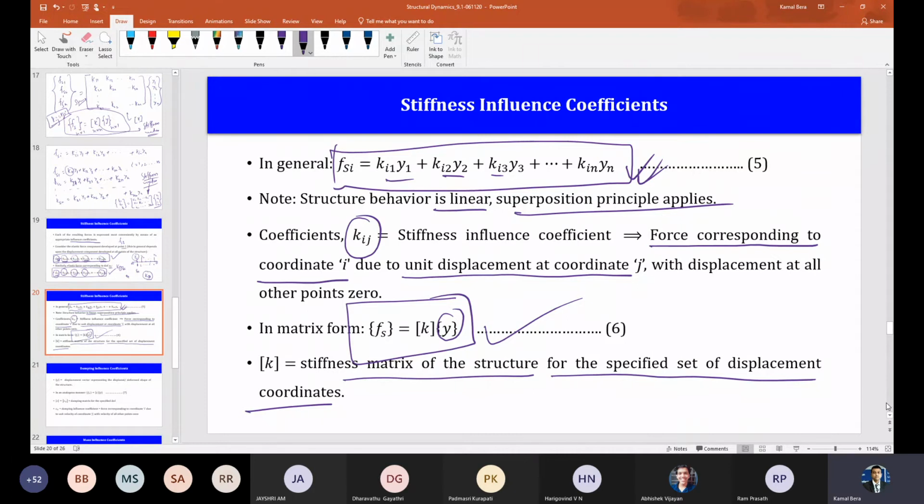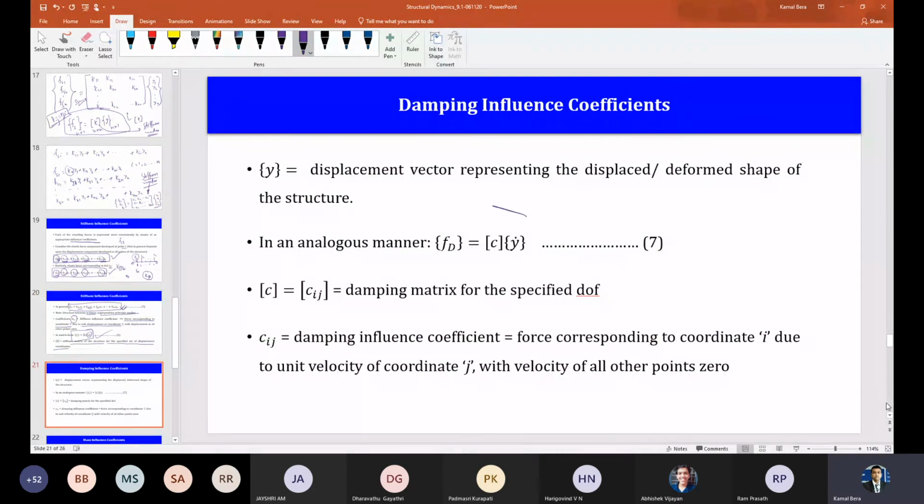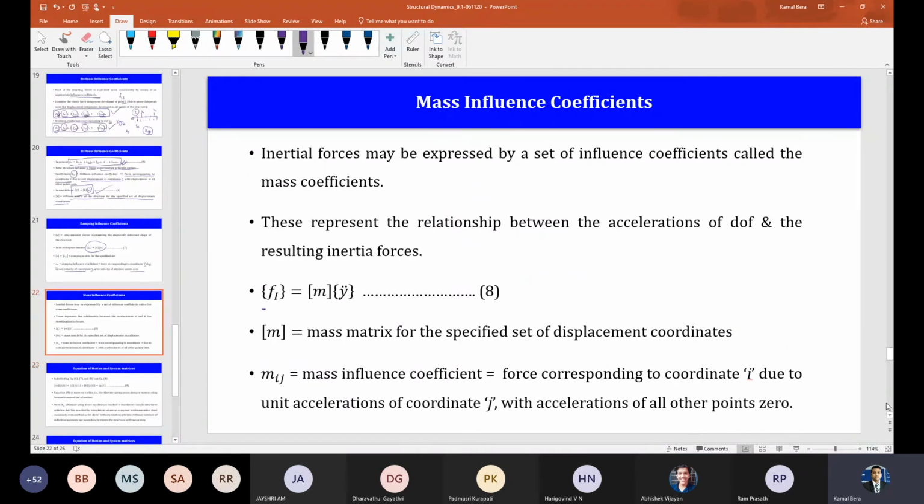So similarly, I can write the expression for the damping. Fd is equal to C into y dot, where Cij is defined as the damping influence coefficient, that is the force corresponding to coordinate i due to unit velocity of coordinate j with velocity of all other points 0. And again, Fi, the inertia force, equals M into y double dot, where mij is the mass influence coefficient, the force corresponding to coordinate i due to unit acceleration of coordinate j with the acceleration of all other points 0.